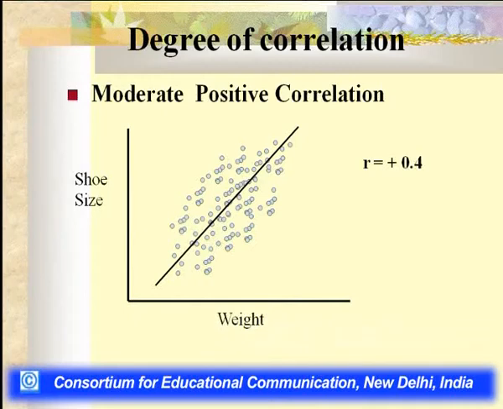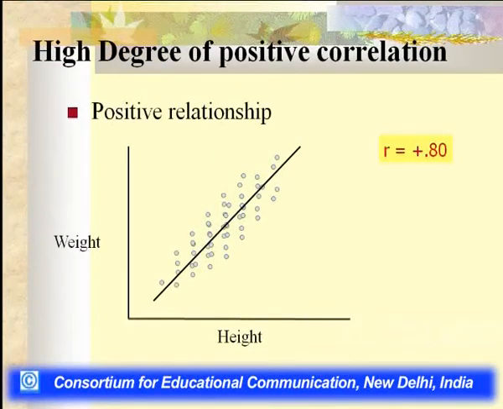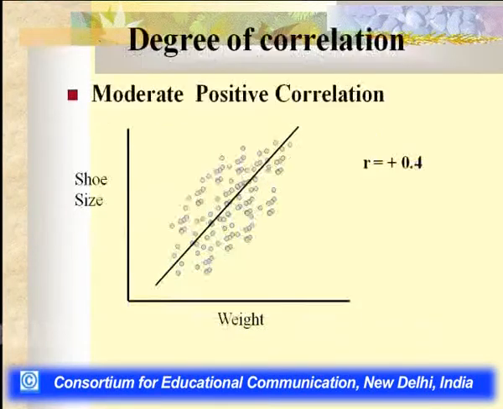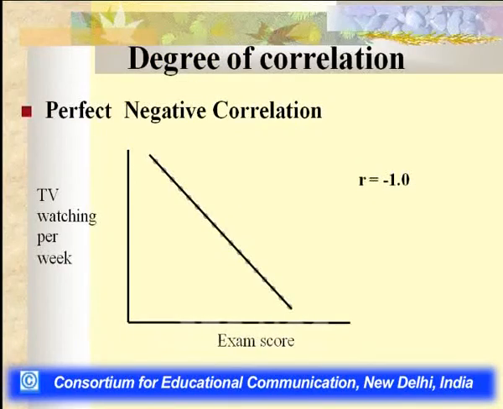So this is a differentiation between a positive relationship of a high degree of positive correlation, and this is a moderate positive correlation because the lines and the dots are scattered from the point of the origin, and R is equal to plus 0.4. Now this is the third type which is on your screen.